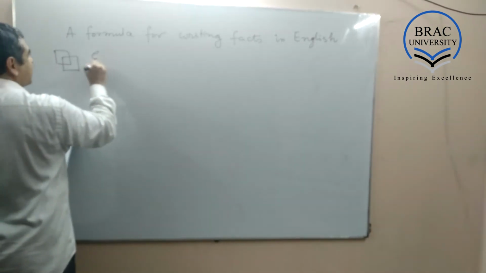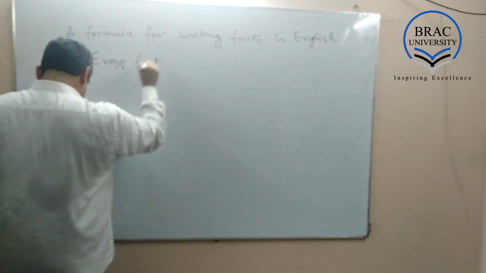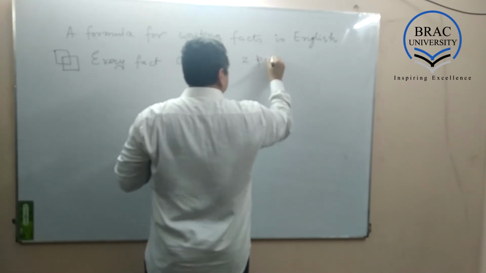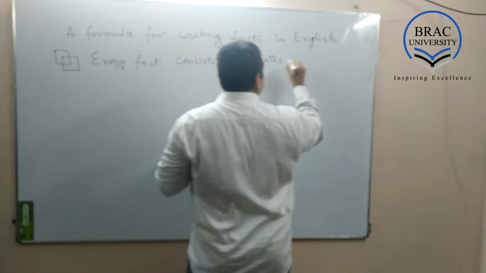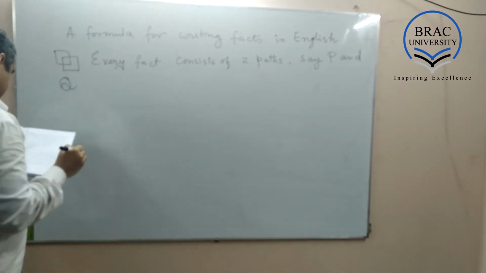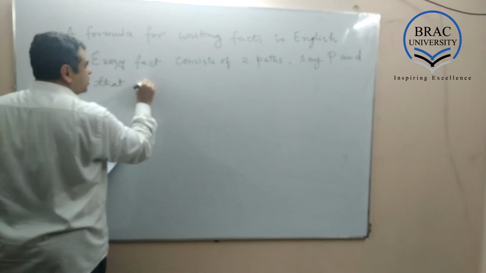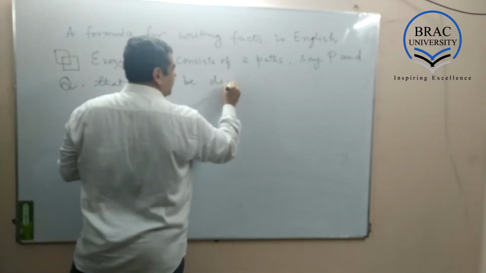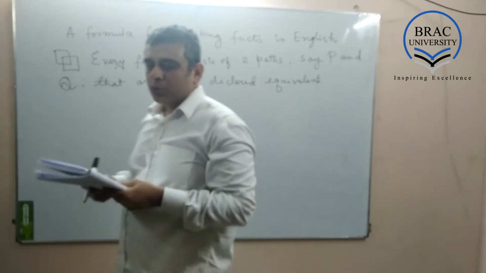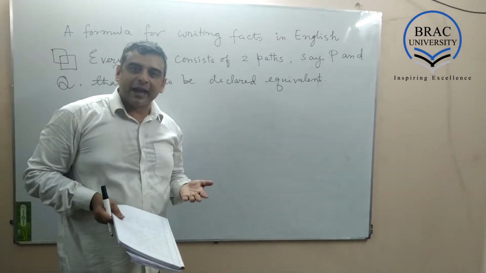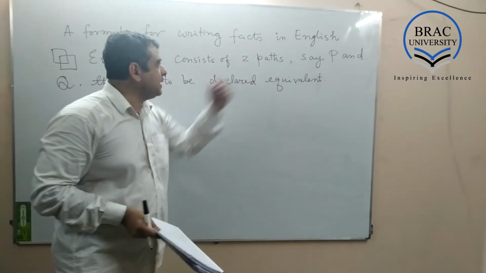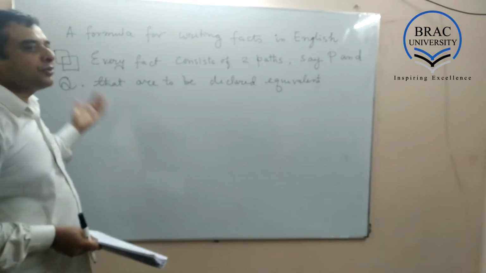Every fact consists of two paths, say P and Q, that are to be declared equivalent. So once we do that, when we declare two paths to be equivalent, we call that a fact. So in order to have a fact, we should have two paths, say P and Q, and we want to declare them to be equivalent, and that's precisely the fact.